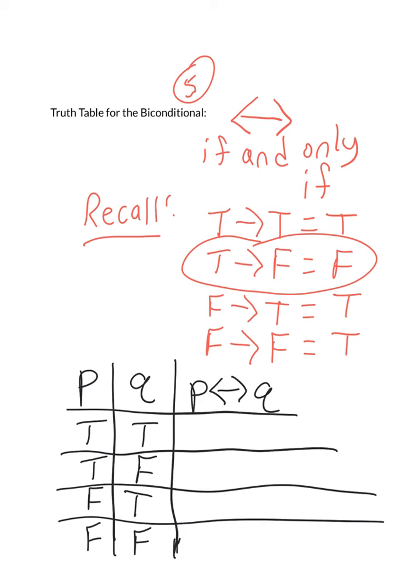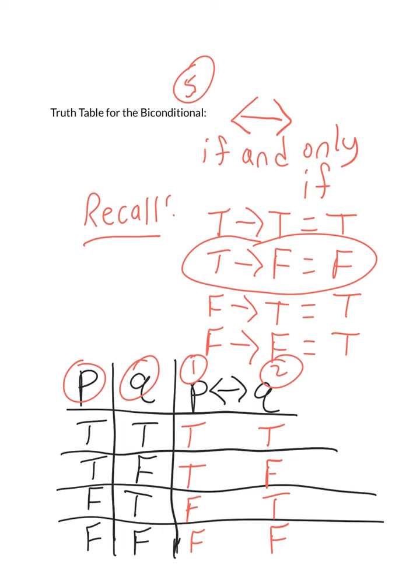So step 1, I'm going to copy and paste the P column over, which is TTFF. Since I'm leaving the arrow for last as usual, step 2 is the Q column. Copy and paste that over, which is TFTF. You might have it memorized, we've already done a bunch of these now. And here we go with our last new symbol in a truth table, the biconditional.